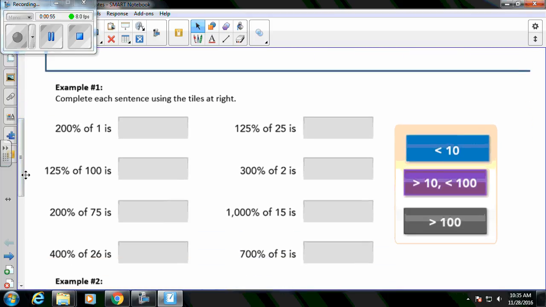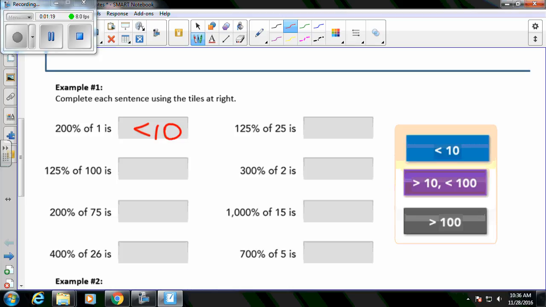Now, our first example wants us to complete each sentence using the tiles at the right. 200% of 1 is how much? Let's see, I'm doubling 1, so 200% of 1 is 2. That would be less than 10.